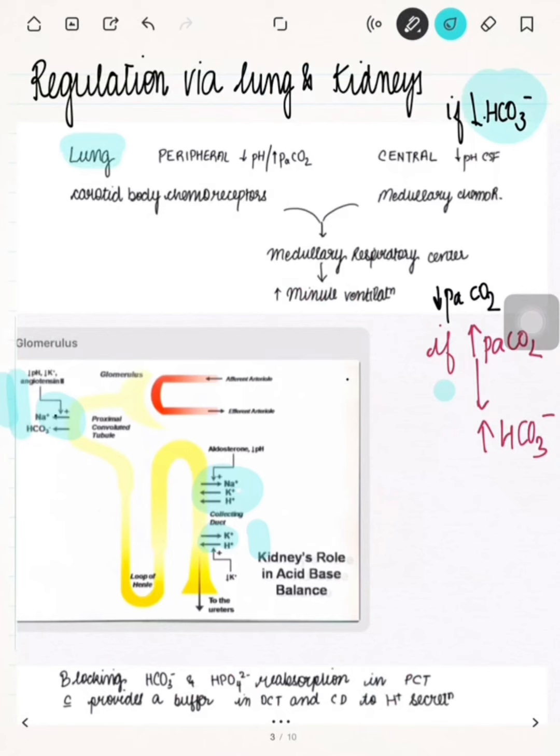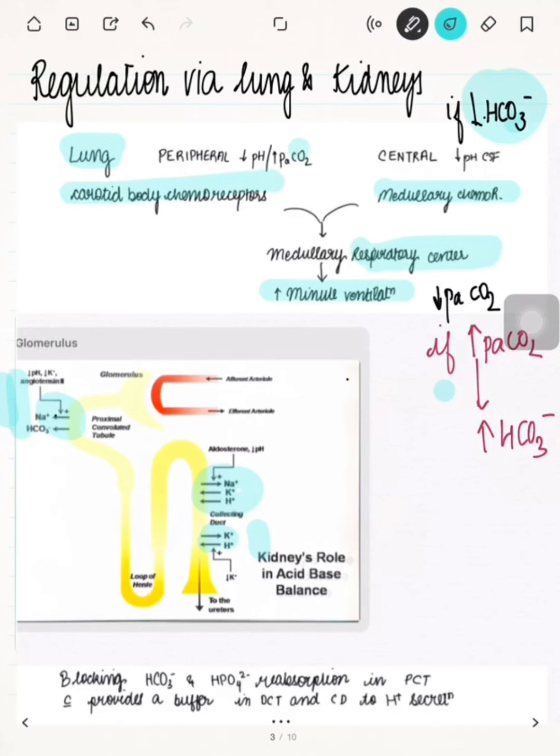There are some rules for compensation. Compensation is never complete. Compensation can take pH towards normal, but it never reaches within the normal range. So when bicarbonate is decreased, the lung will act by activating the carotid body chemoreceptors, and medullary chemoreceptors are also activated. So the respiratory center is activated, which leads to an increase in minute ventilation, which leads to the washout of carbon dioxide.